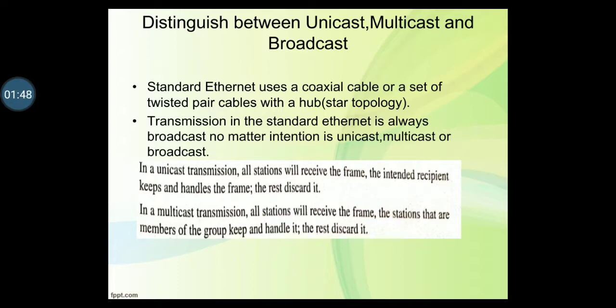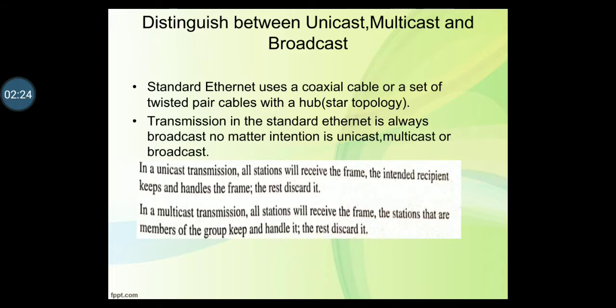Then how are the actual unicast, multicast and broadcast transmissions distinguished from each other? The difference is in the way the frames are kept or dropped. If it is a unicast transmission, all stations will receive the frame. The intended recipient keeps and handles the frame, the rest will discard it. If it is a multicast transmission, all stations will receive the frame. Stations that are members of the group keep and handle it, the rest will discard it.